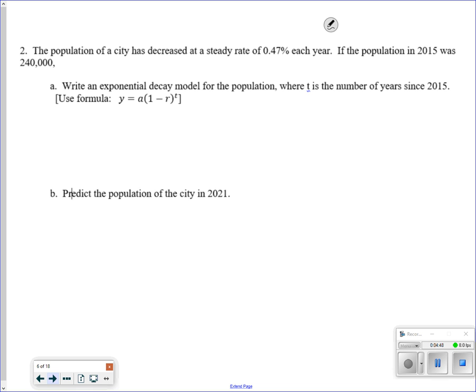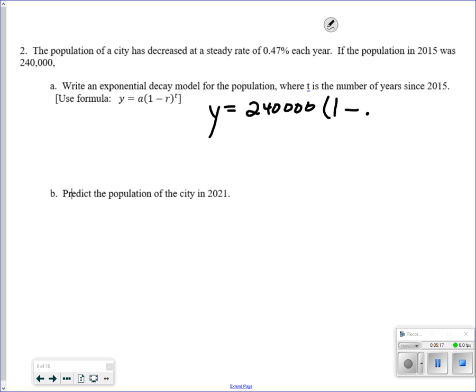Population of a city has decreased at a steady rate of 0.47% each year. If the population in 2015 was 240,000, write the exponential decay model for the population where t is the number of years since 2015. So I want a model. So we're talking about what did it initially start at in 2015? Well, 240,000. 1 minus, now the r.